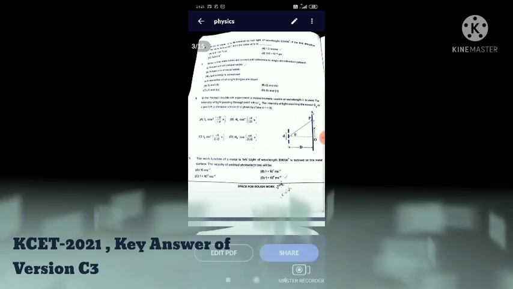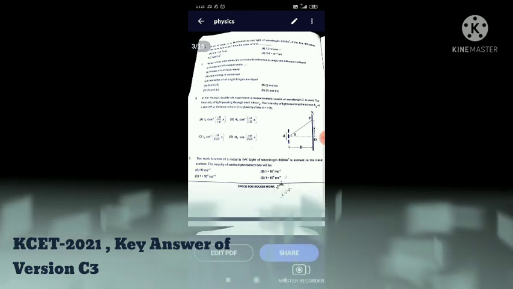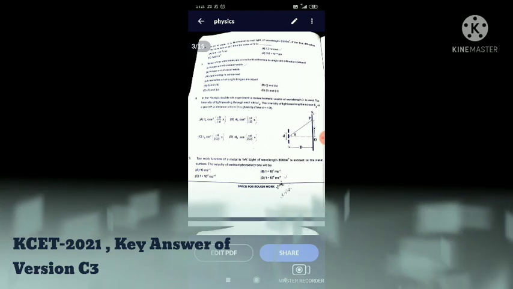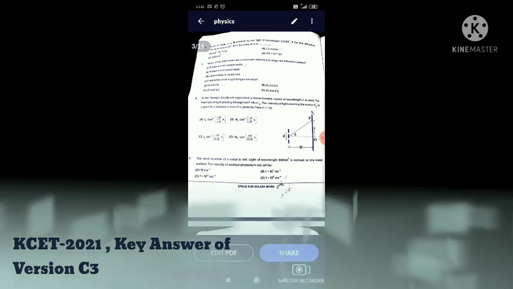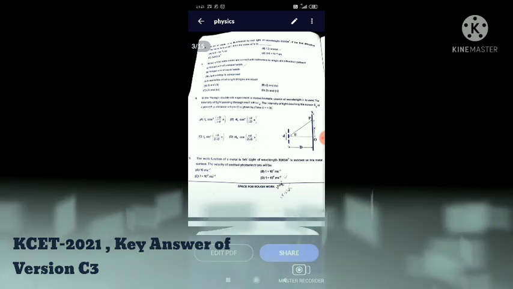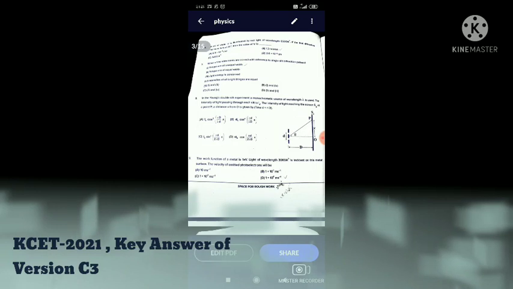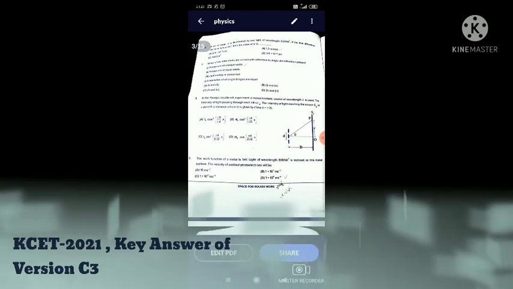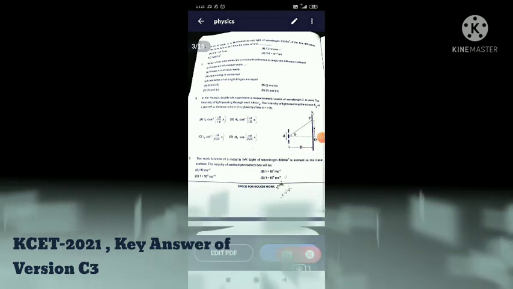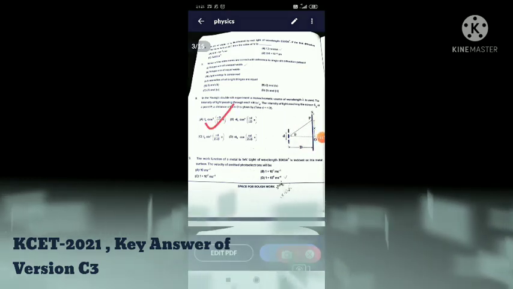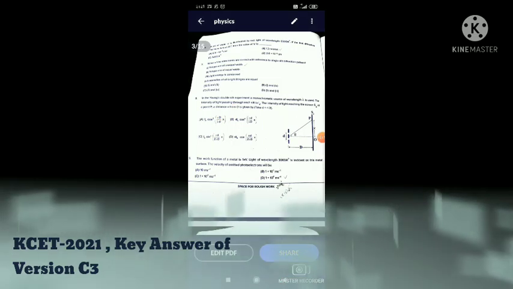In Young's double slit experiment, a monochromatic source of wavelength lambda is used. The intensity of light passing through each slit is I. The intensity of light reaching the screen at a point P, a distance x from O is given by, take d greater or smaller than D. The right option is A. Then we will move to the ninth question.